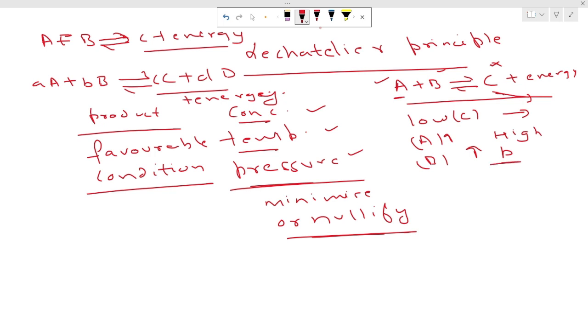And what about the temperature? Since this is an exothermic reaction, energy is already being removed, so for this reaction low temperature will be favorable.